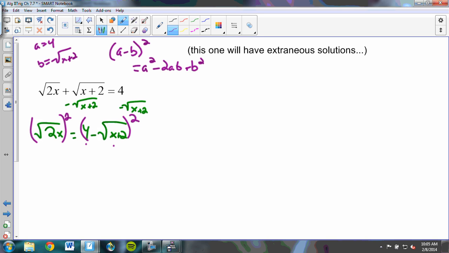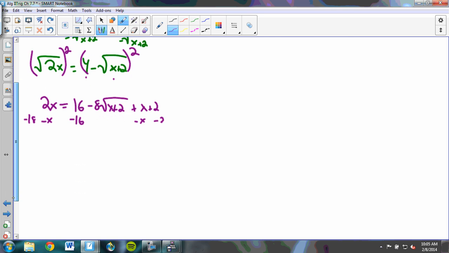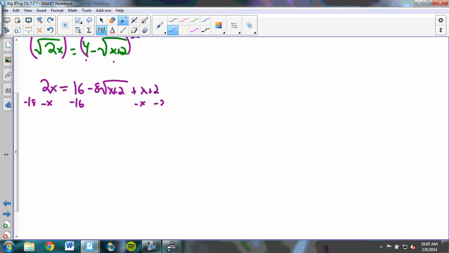This is going to come out to, on this side, 2x equals 16 minus 8 root x plus 2 plus x plus 2. We'll subtract 16, subtract x, subtract 2. So we subtract 18 and subtract x. And I get x minus 18 equals negative 8 times the square root of x plus 2.